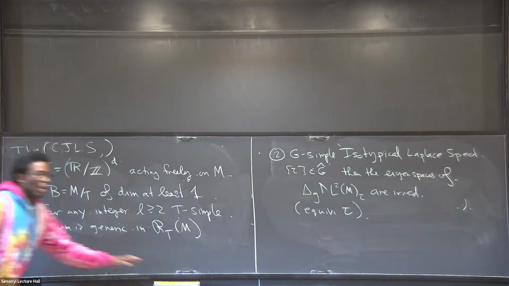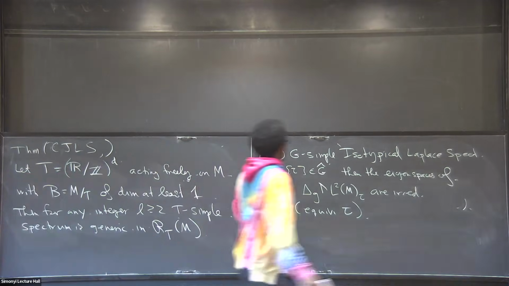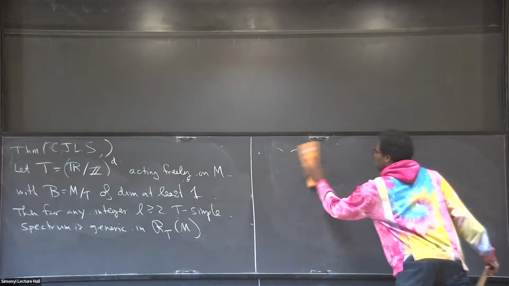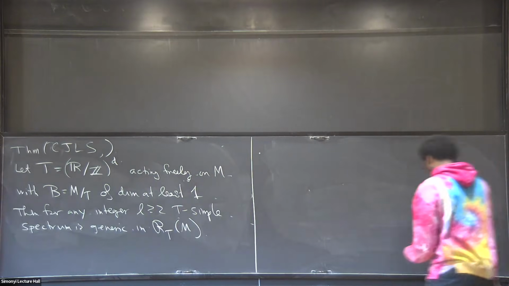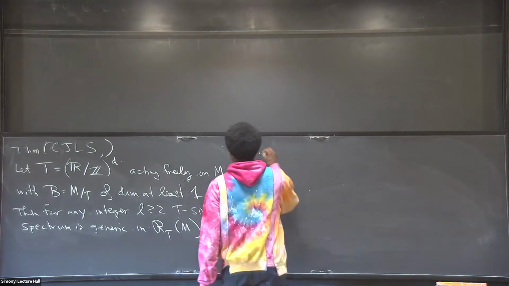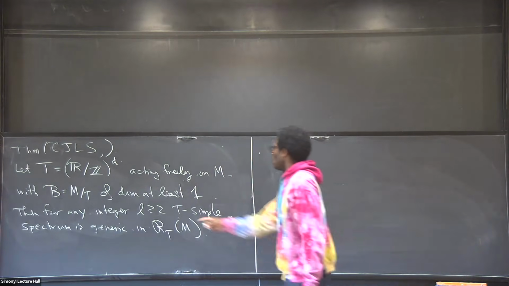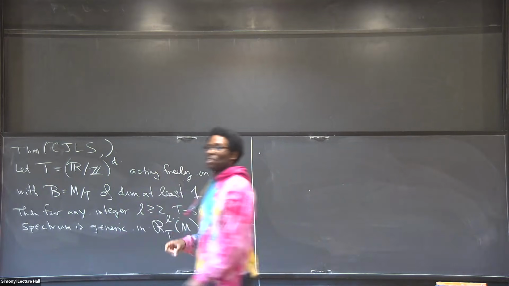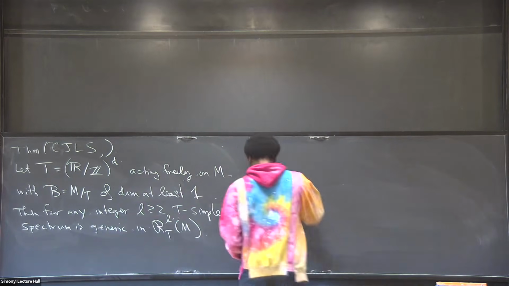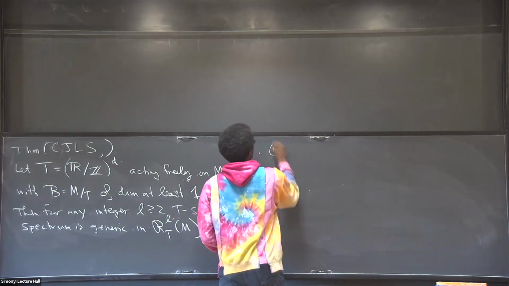So maybe I'll give a few examples, and then talk a little bit about, maybe address some of the comments that were made. Sorry, what's L? Oh, sorry. L is the space of C^L metrics. Thank you. Right.